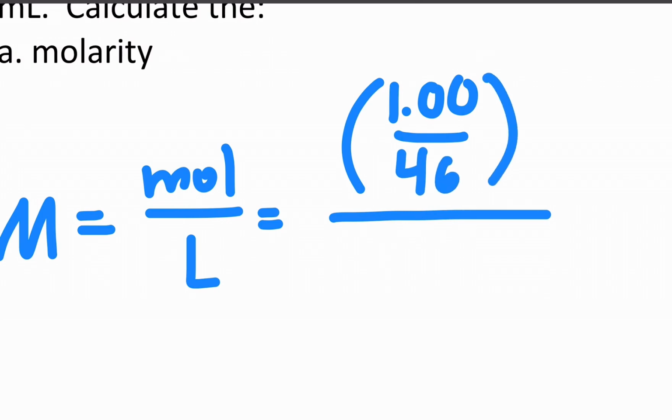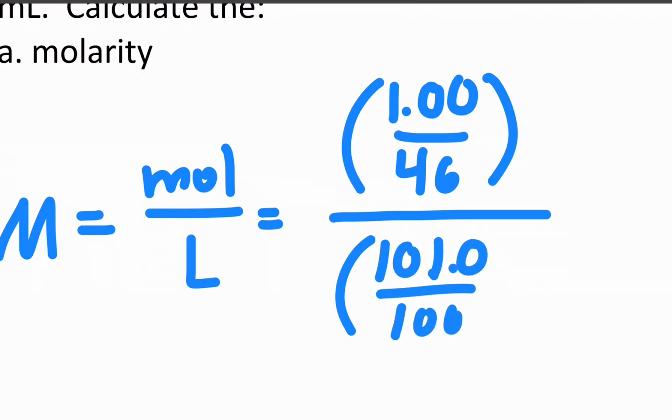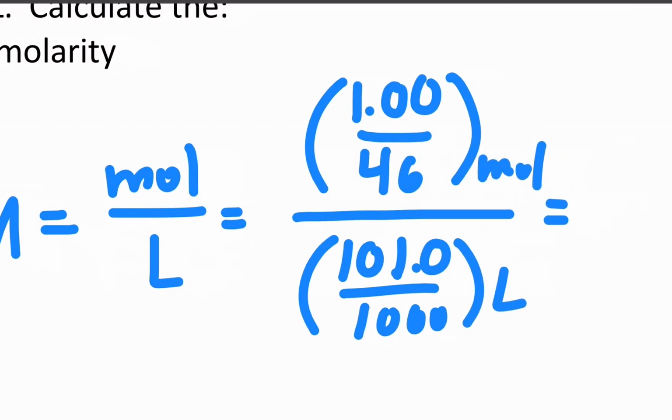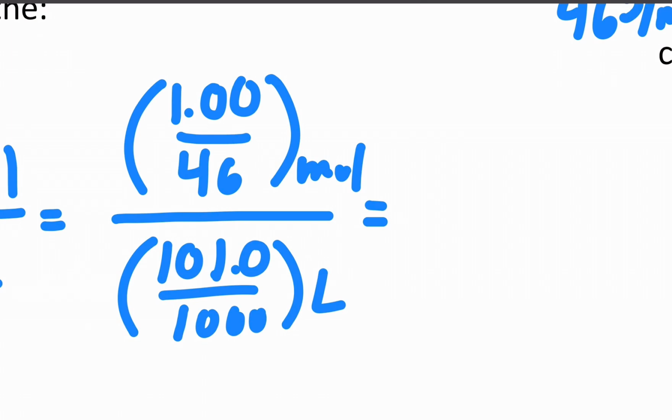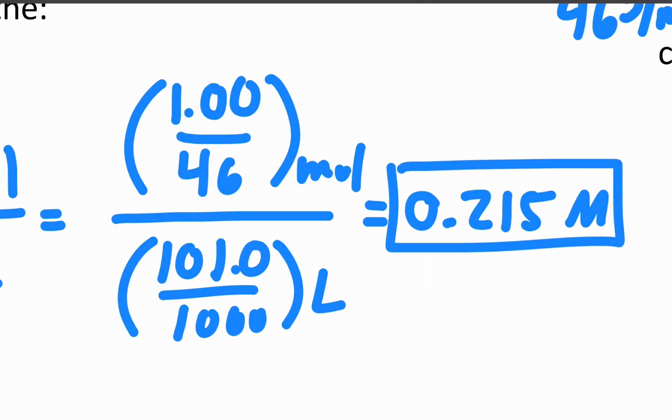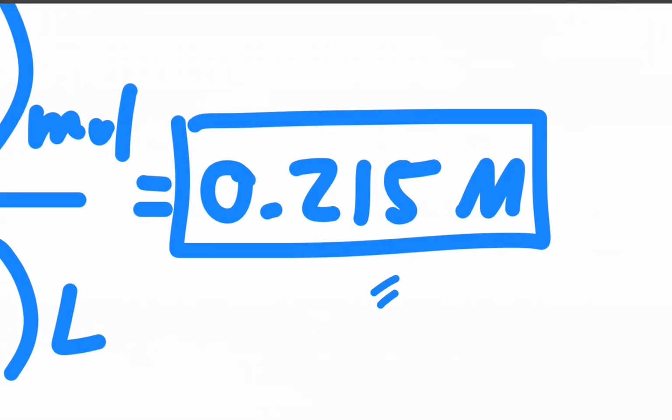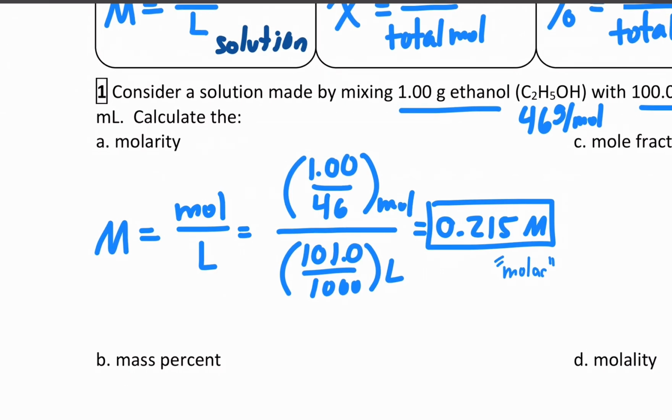My total liters of solution would be that 101 mils, but I need to convert it into liters and divide by 1,000. So there's my moles, and there's my liters. And when you do the math, you get 0.215, and then capital M, meaning molar. That's just how you say it. Just like the large teeth that we have in the back of our mouths, molar, 0.215 molar.